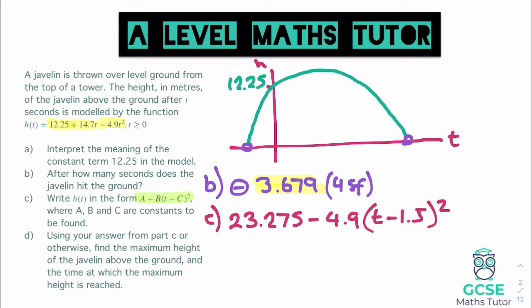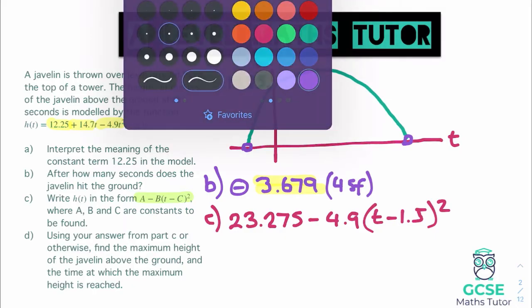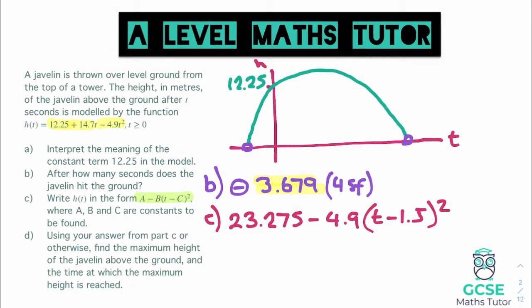And the good thing about these questions is part D is usually always using one of the previous parts, and this one actually tells you which part it wants you to use. So it says using your answer from part C or otherwise find the maximum height of the javelin above the ground and the time at which the maximum height is reached. Now in order to understand this, you just need to understand turning points of a quadratic and what actually completing the square finds for you.